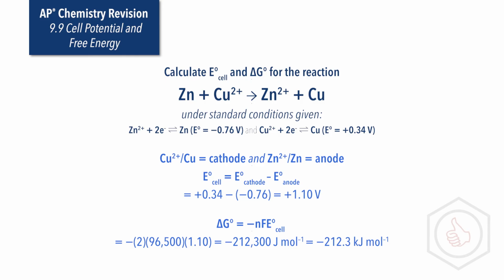The delta G value is negative, so the reaction is thermodynamically favorable, which we know because the reaction actually happens.